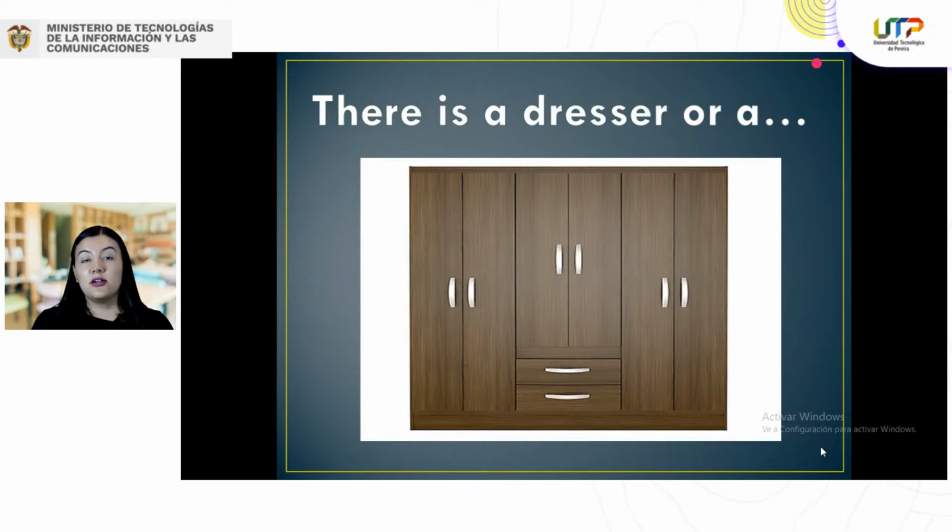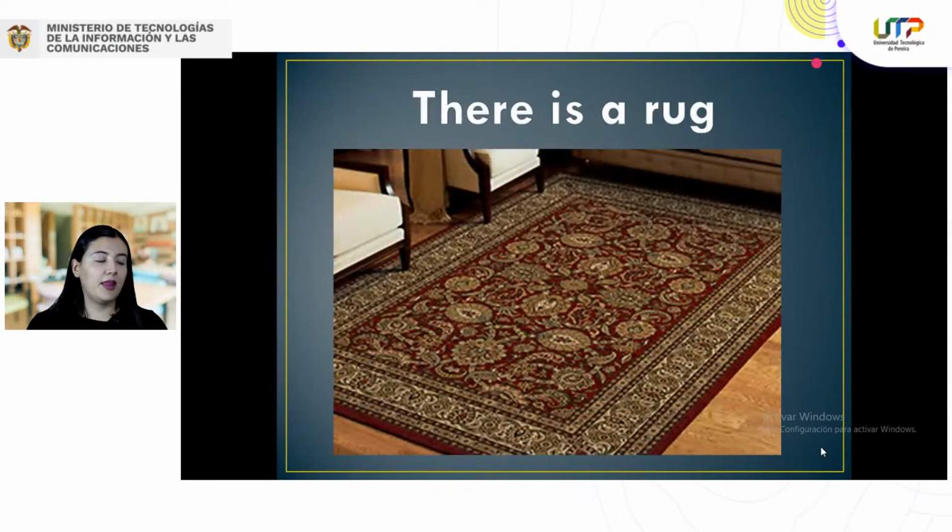Or there can also be a dresser, or we can also call this thing a closet, similar to Spanish, yeah? A dresser, there is a dresser, or there is a closet. There is a rag, yeah? There is a rag.